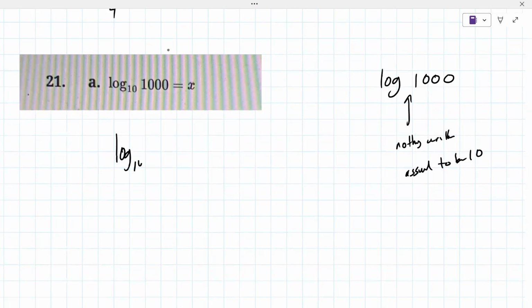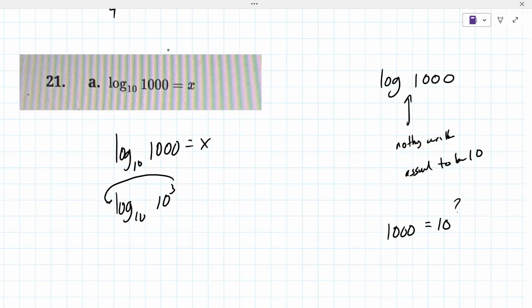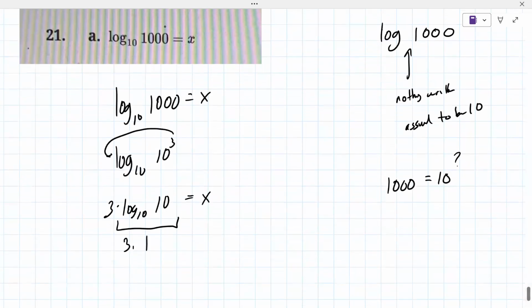Okay, so it's log base 10 of 1,000 equals x. And just like before, you have to write 1,000 as 10 to some power. What would that be? 10 to the third. Yep, 10 to the third. You bring that 3 out in front. 3 times log base 10 of 10 equals x. That's 1, 3 times 1. So x equals 3.